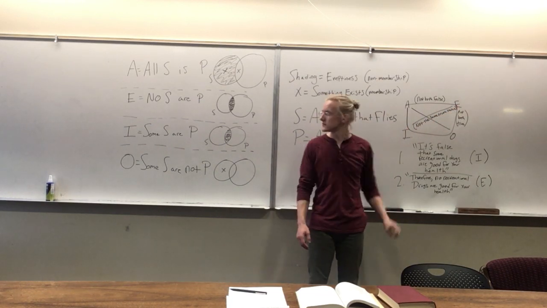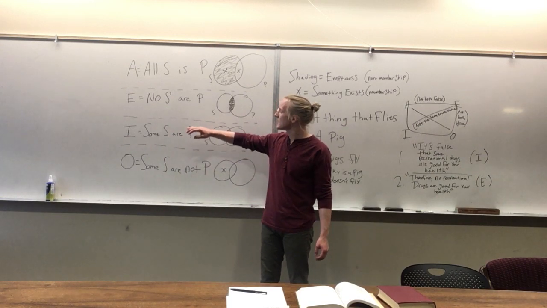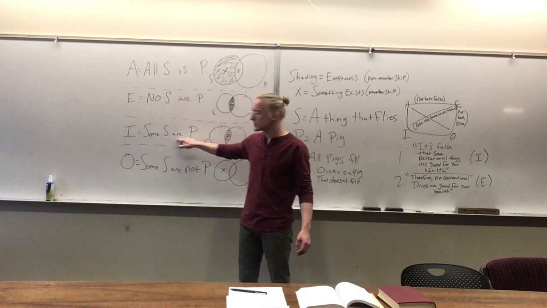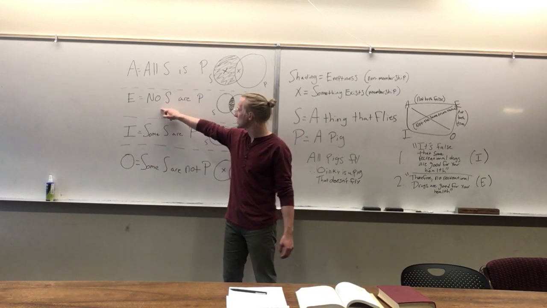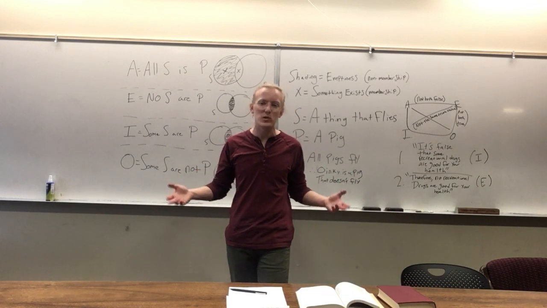Okay, so if an I statement has the same truth value as an E statement, then they'll contradict. Right? So if I say that some S is P is true, and I say that no S is P is true, then I have a contradiction, because what I've said is that there is some S that's a P, and I've also said there's no S that's a P. These are contradictory statements. I can't hold both at once.